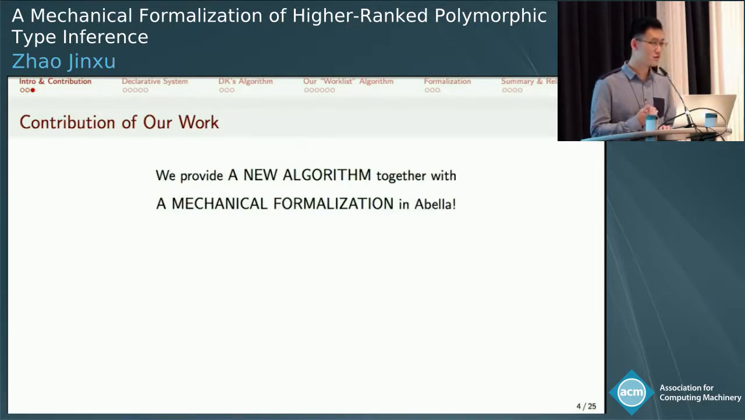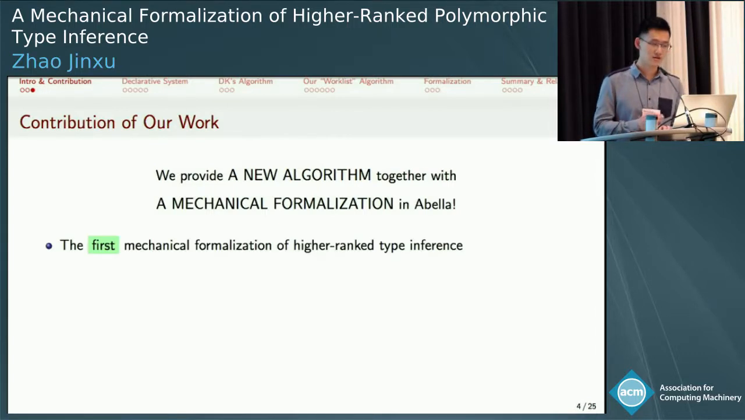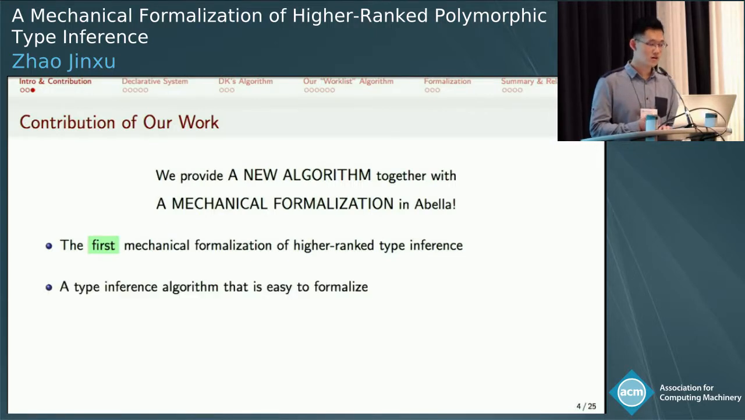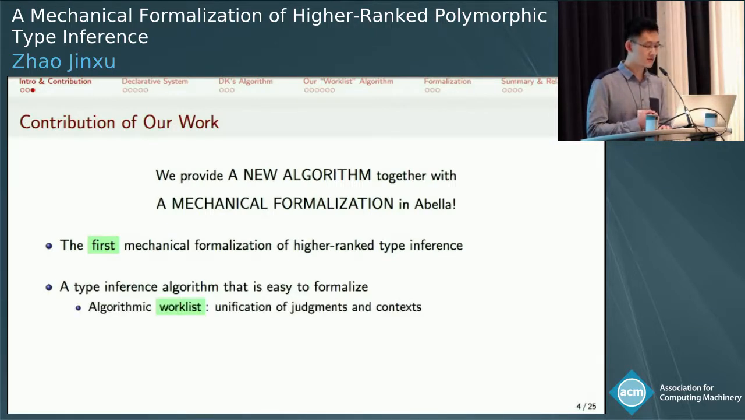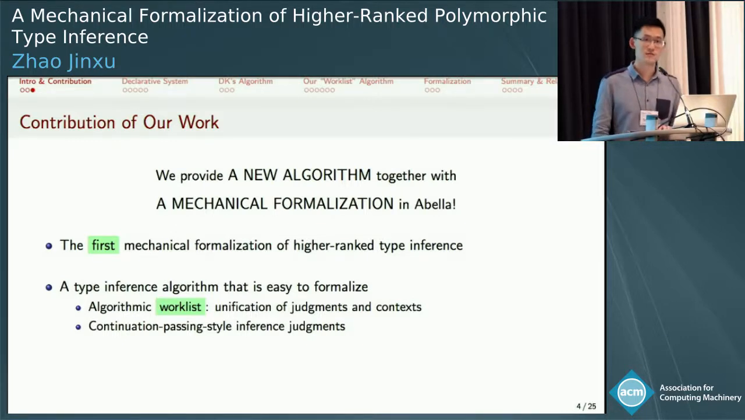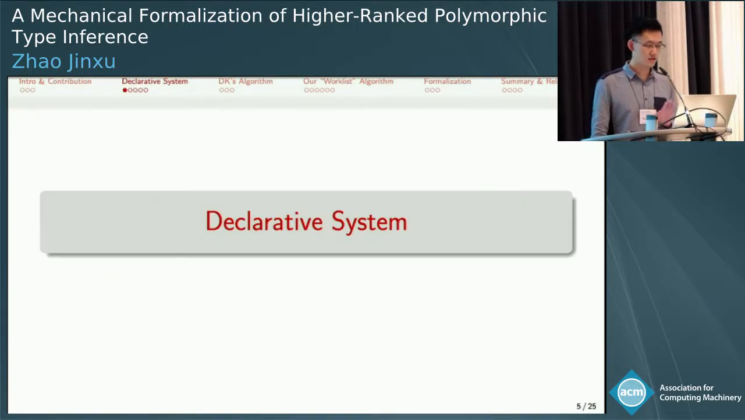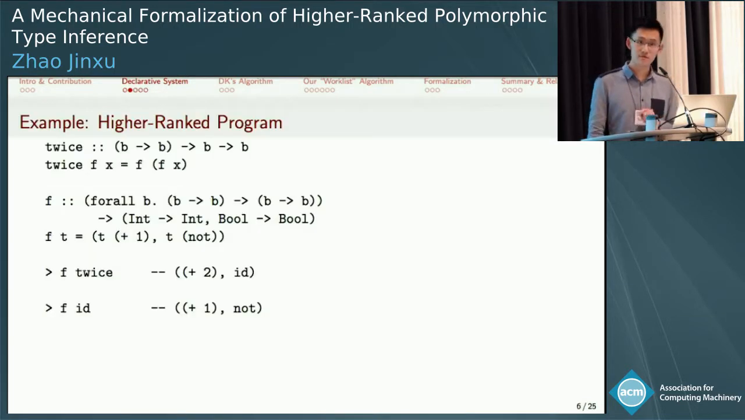We provide a new algorithm with a mechanical formalization in Abella. So basically, we are the first to do so. And our algorithm is easy to formalize by using an algorithmic worklist, which is a unification of judgments and contexts. You will see it later. Also, we use continuation passing style for inference judgments. It's the first time to do so. Okay, now let's see the specification or the declarative system first by an example.